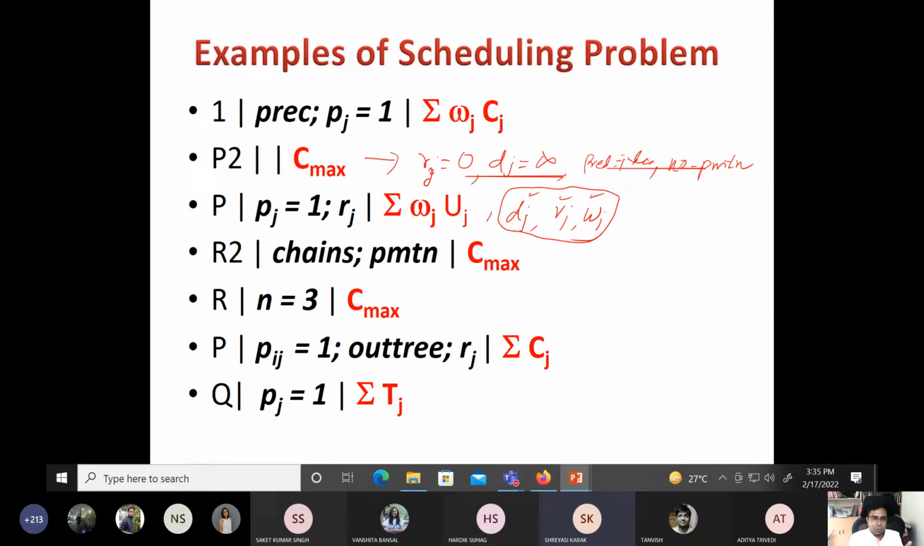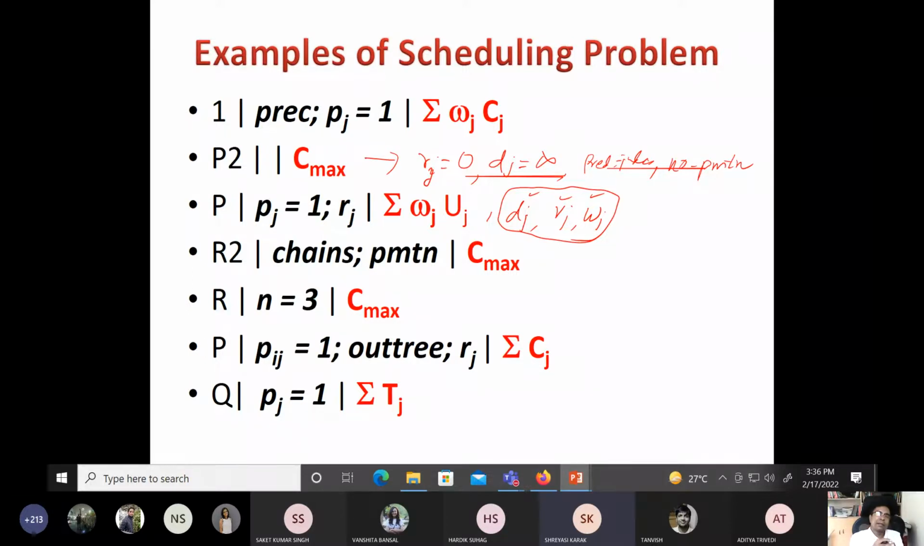Okay, so the fourth case. What is the problem? R2, chain, pmtn, and Cmax. So what is R2? Two unrelated machines, two unrelated processors. All tasks are arranged in chain fashion. Every task has at most one predecessor and successor. Release time not mentioned means all tasks arrive at time 0. Pmtn mentioned means tasks can be preempted. pj not mentioned means arbitrary execution time. And what are we minimizing? Overall execution time.